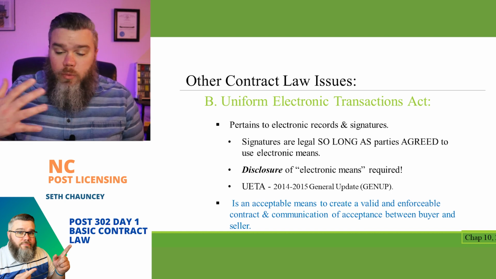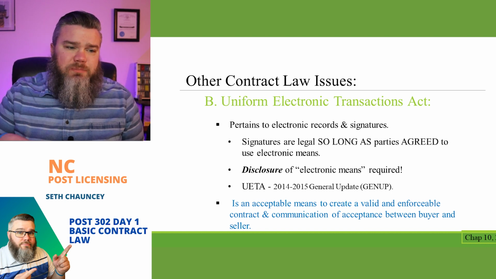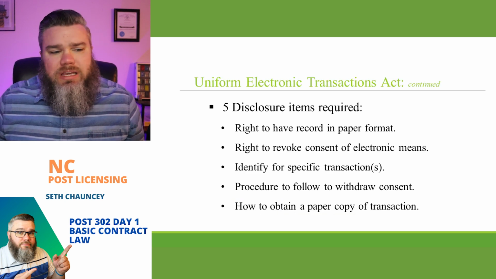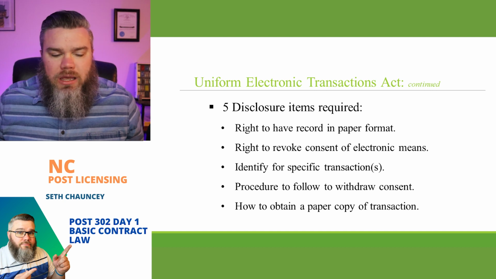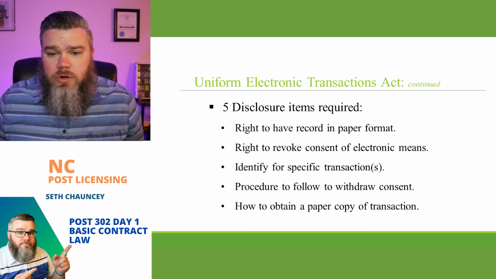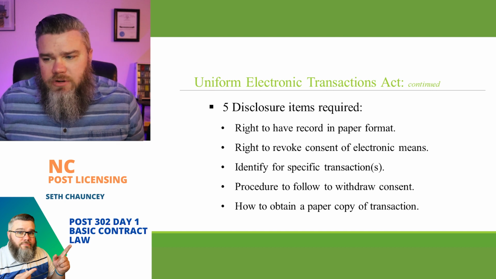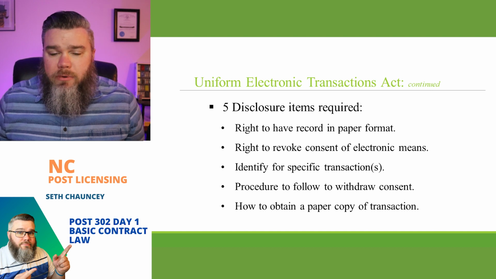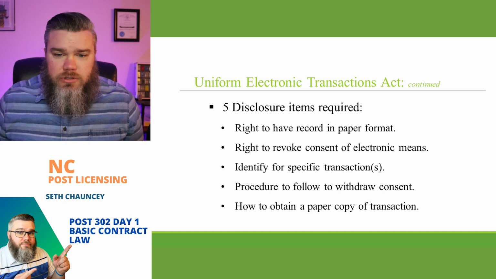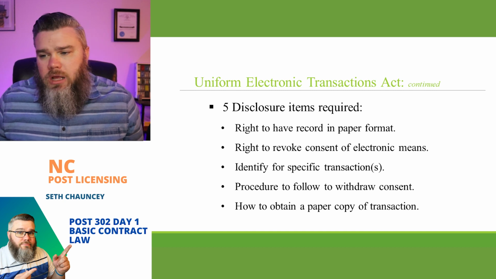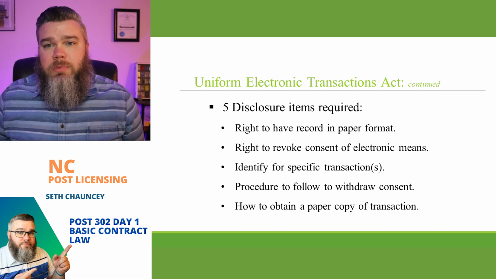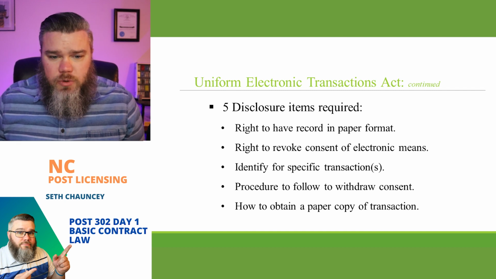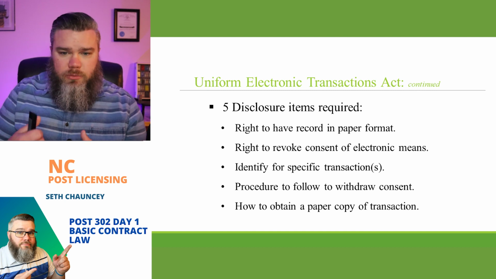Now, more in depth, what I was saying is there are certain aspects or disclosure items required in order to fully comply with the UETA. These are typically built into the back end of the programs if somebody wanted to research them a little bit more. And so the 5 disclosure items required for the parties. The right to have the record in paper format. So even though they have agreed to digital signatures, they have the right to have a paper copy of it. They have the right to revoke consent to electronic means, meaning just because they've elected to use electronic means does not mean that they have to use it forever. They can revoke that right and switch back to not using electronic signatures as enforceable for them.